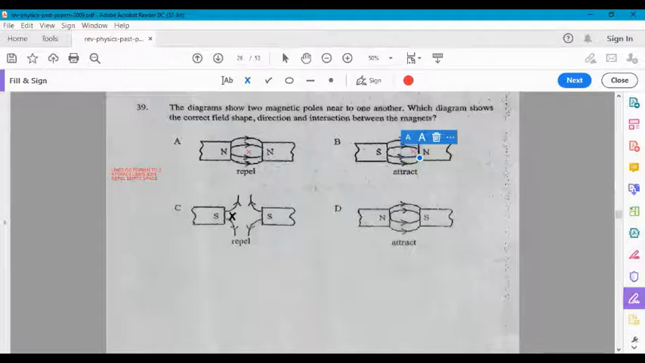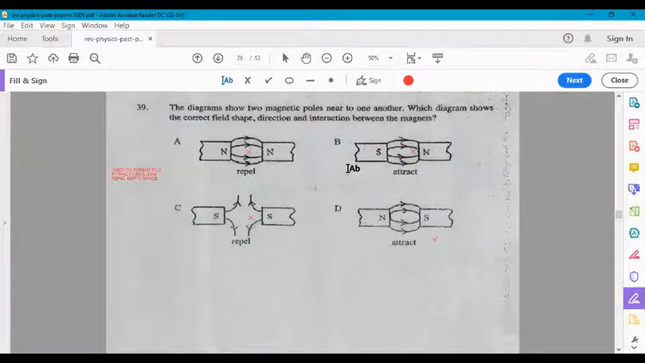C, arrows should be coming into the South Pole. Okay, they should not be leaving the South Pole. They leave the north and come into the south. So this one, the direction is not correct. And that means that our correct one is D. We see our lines have a direction. They're going from north to south. So the shape is correct and the direction is correct. So our answer is D.